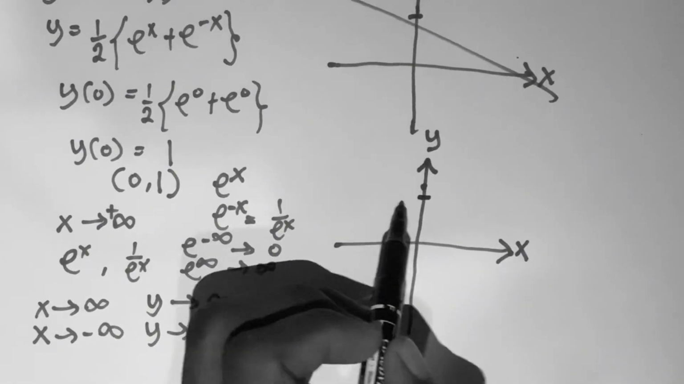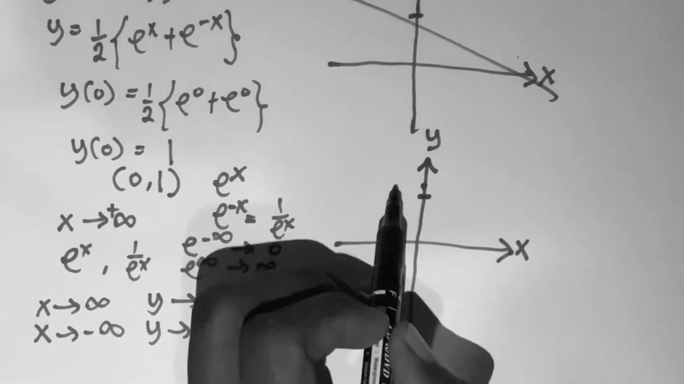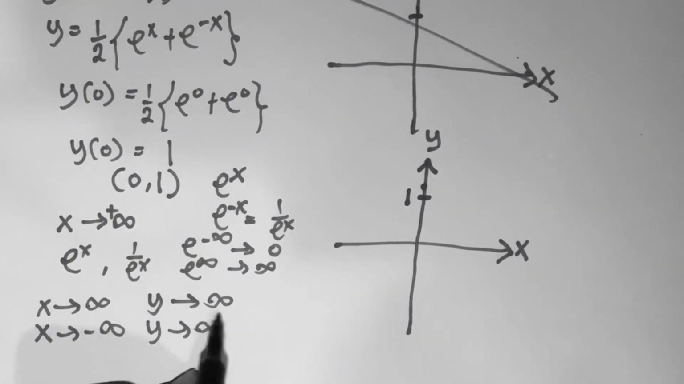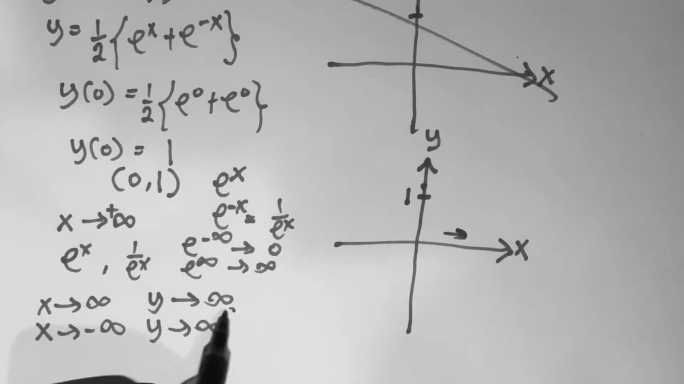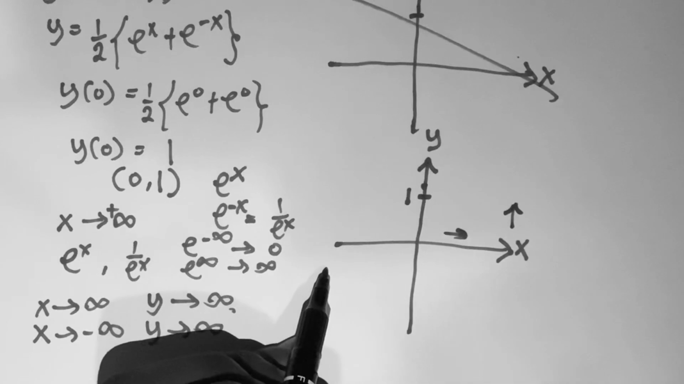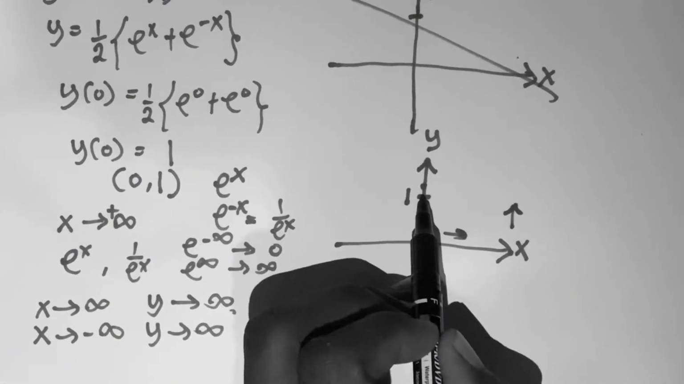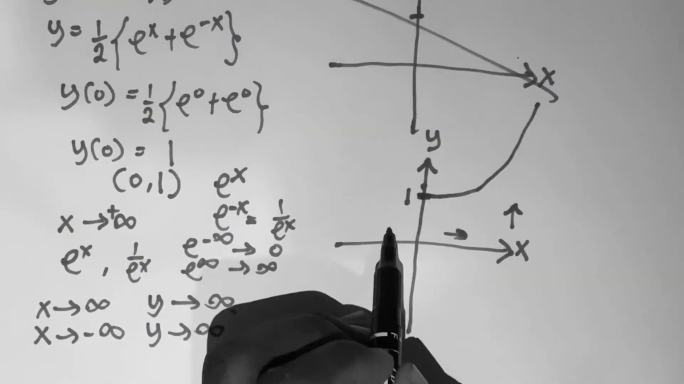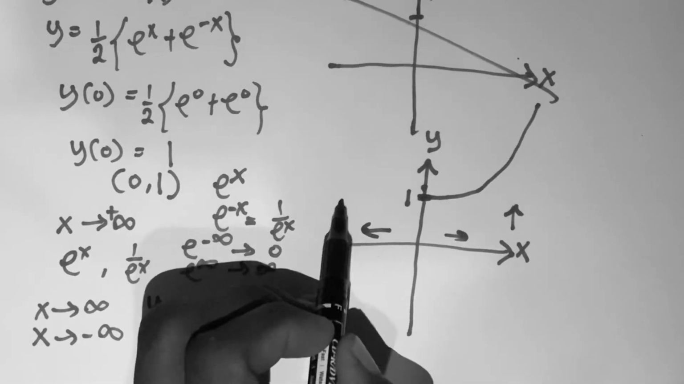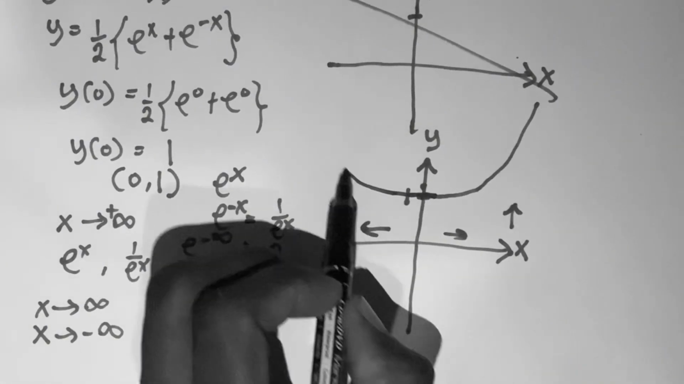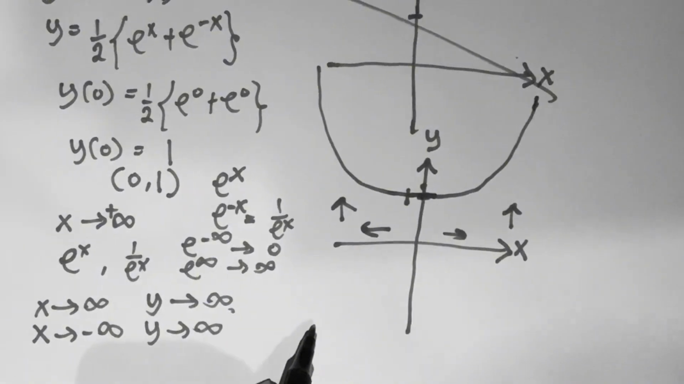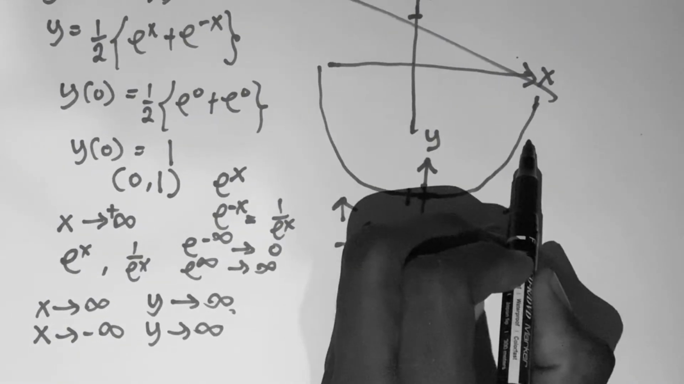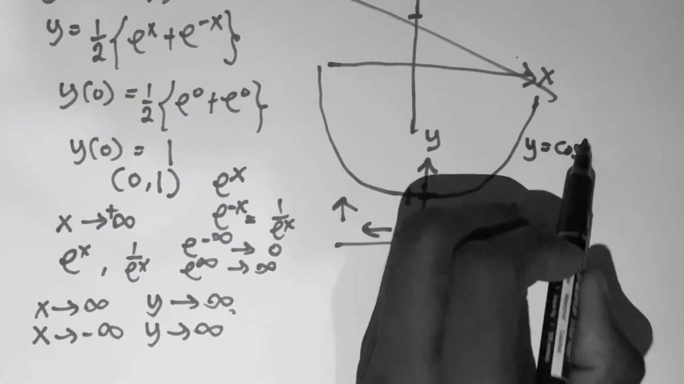So we said there is a y-intercept, which is (0, 1). So here is supposed to be 1. And then we've said that as x approaches positive infinity, y approaches positive infinity. That is this way. But we know that this is the y-intercept, so that side of the graph is going to look like this. And then as x approaches negative infinity, y approaches positive infinity. So this side of the graph will also go like this. So you see that the graph of y equals cosh x will look like this. So this is the graph of y equals cosh x.